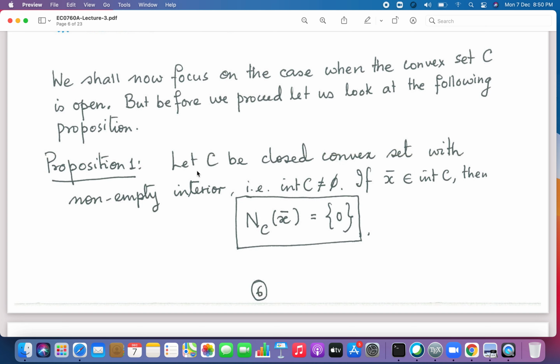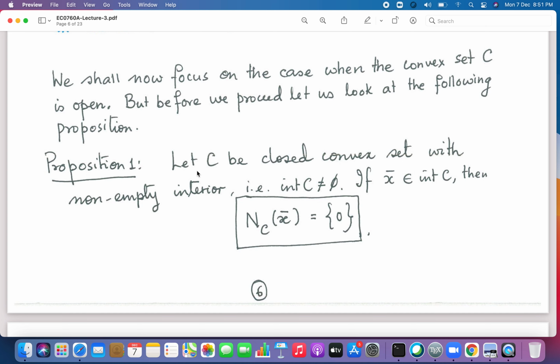Of course, on the boundary it is different, because in the boundary there is always a point outside the set, and that point on the boundary can be the projection of it. But if I'm in the interior, I can always have a neighborhood which completely keeps me inside the set.